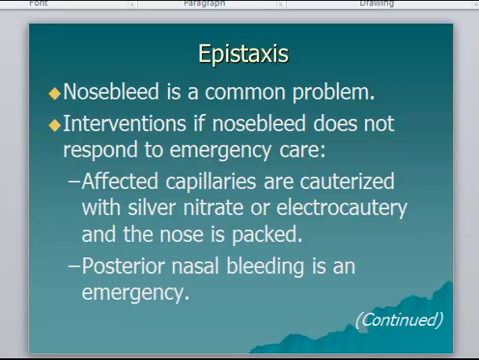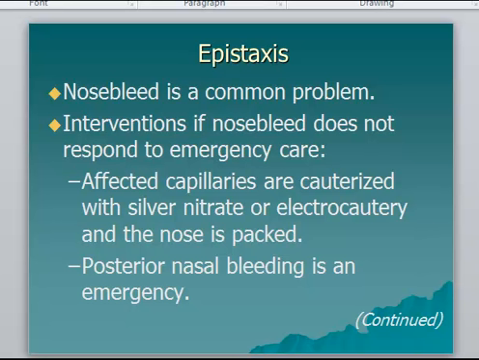I know a long time ago, we talked about the positioning of the patient and leaning forward. Almost all lay people will take that head and put it back, but all that blood just goes back into the back of the throat, and the patient swallows it, and then the patient gets an upset stomach, and then all of a sudden we're vomiting up blood. So not a good idea.